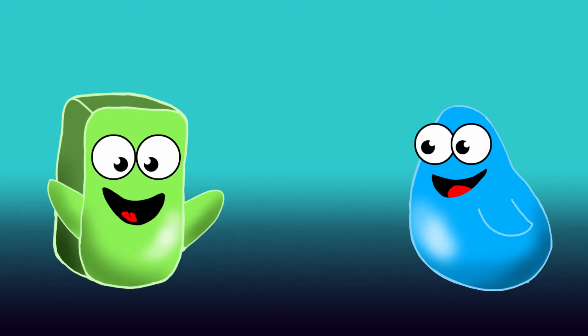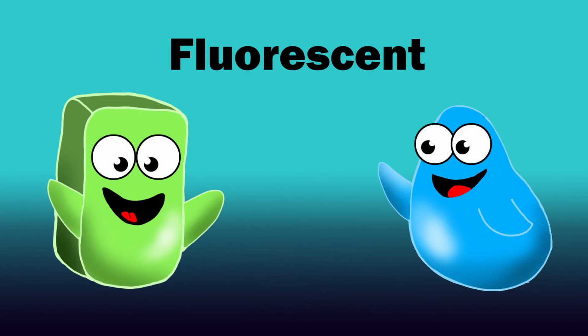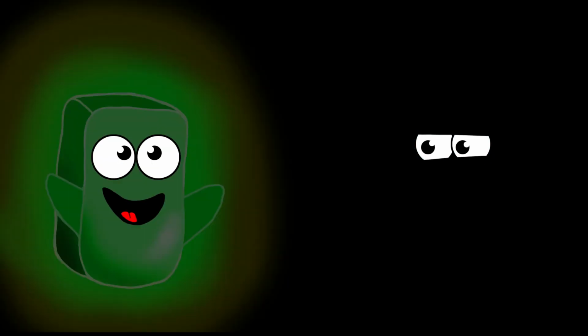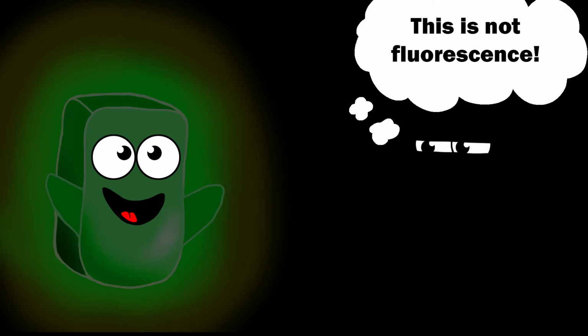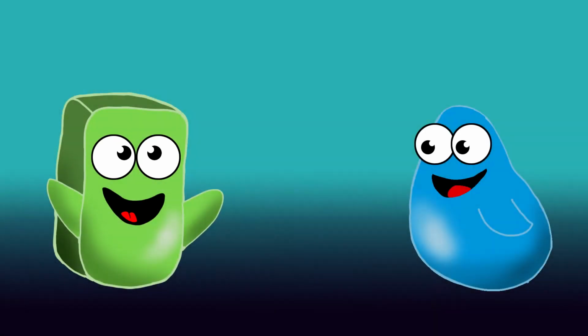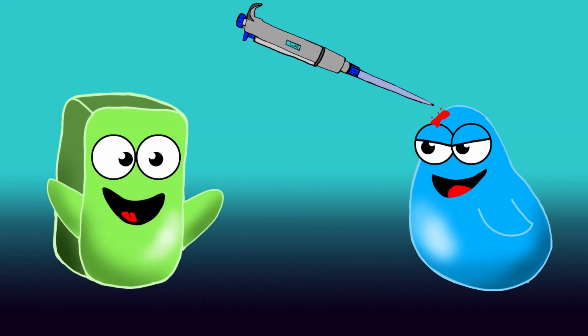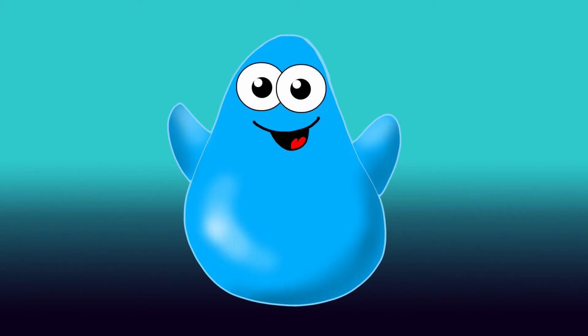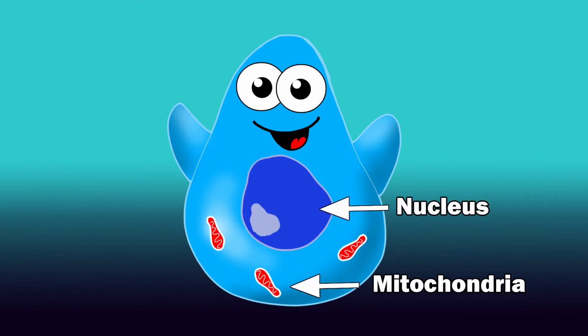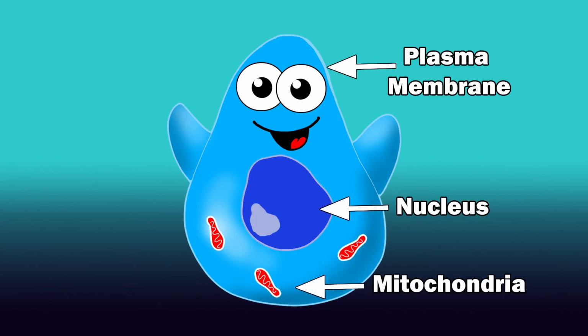First, you need to become fluorescent. You mean we'll glow in the dark? Not exactly. When studying cells like you and me, scientists label us with specific dyes so they can look at specific structures. There are dyes for almost everything. Some will label our nucleus, others our mitochondria, and some will even label our plasma membrane.